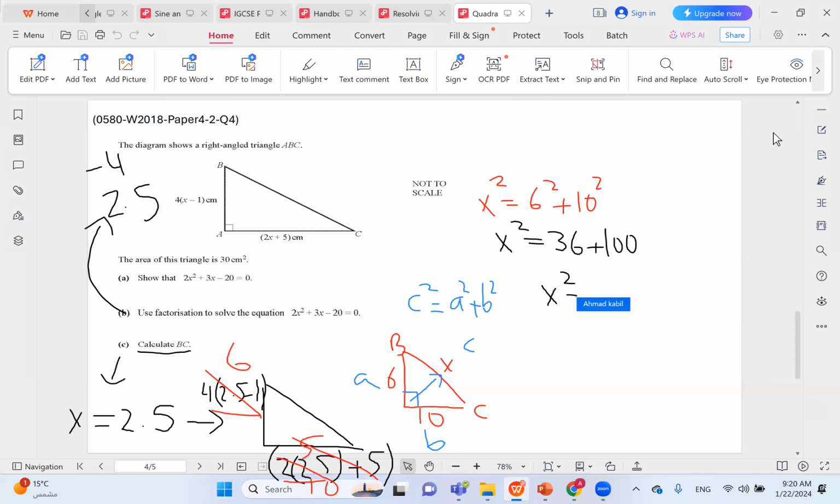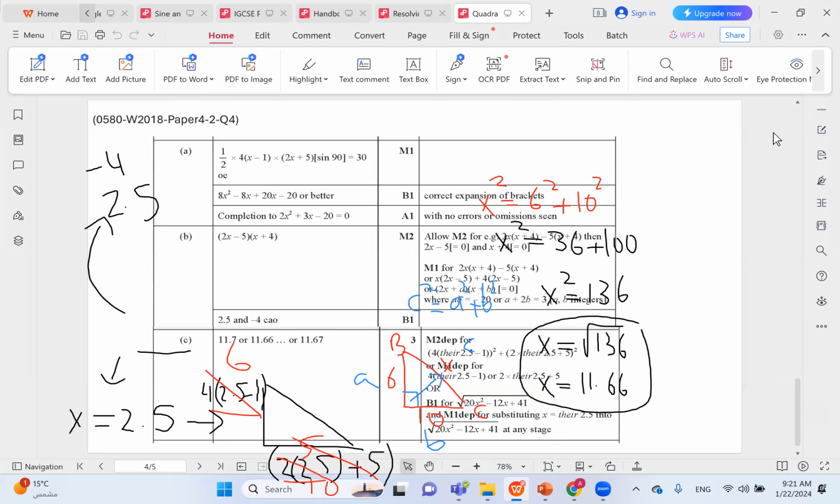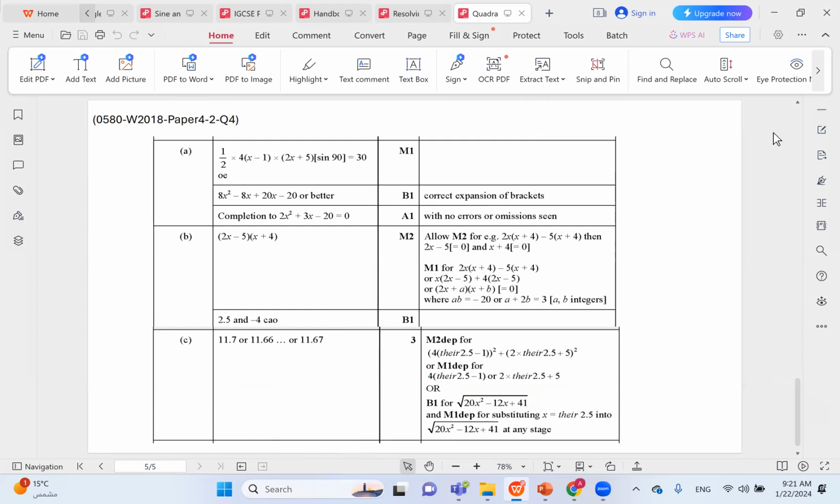X squared equals 136. So x is basically the square root of 136. When you use the calculator, they didn't really specify whether they want an exact answer or a decimal. Doesn't really matter. You can just write both anyway. X is equal to root 136, which is equal to 11.66. And this is our final answer. Let's proceed to check if it's correct. So 11.66 is in fact correct, or even 11.7, that would have worked out as well.